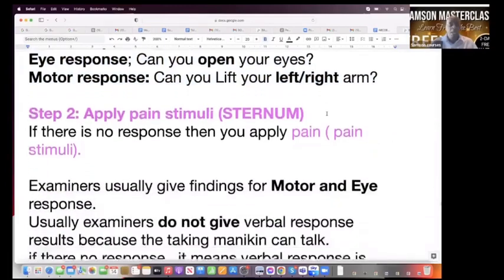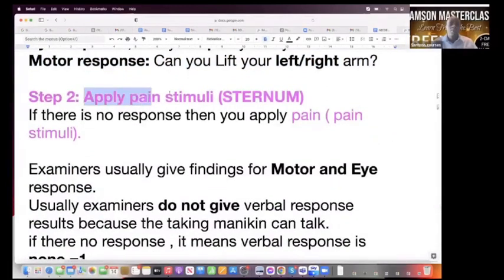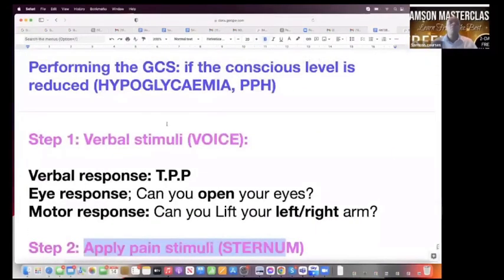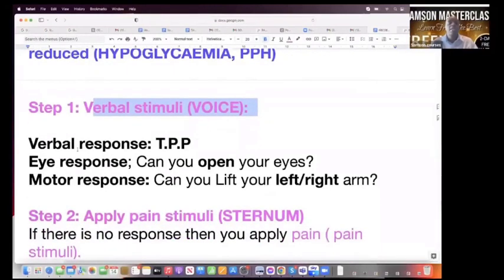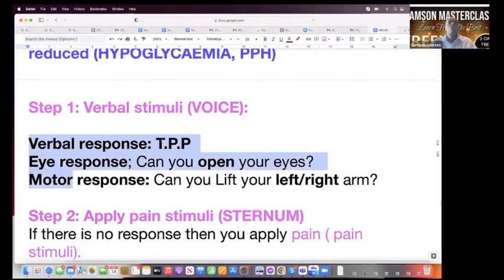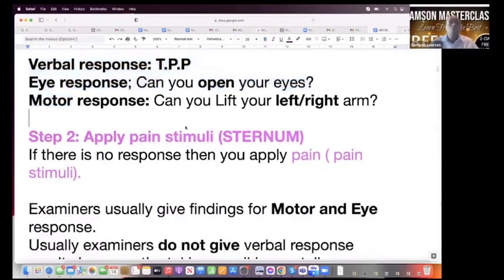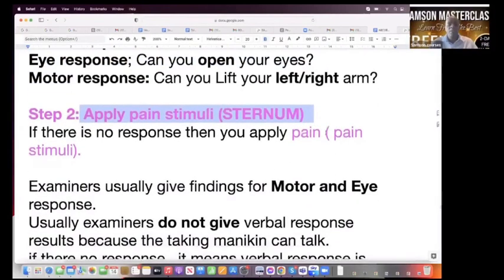You apply pain. The first thing is going to be voice, the verbal stimuli. Try to speak, try to get the answers to verbal response, eye response, and motor response. If by talking you don't get the answers, then you apply pain. Always talk to the patient. Okay, Mr. Brown, I'll be applying some pain on your chest, bear with me. You apply pain on the sternum.